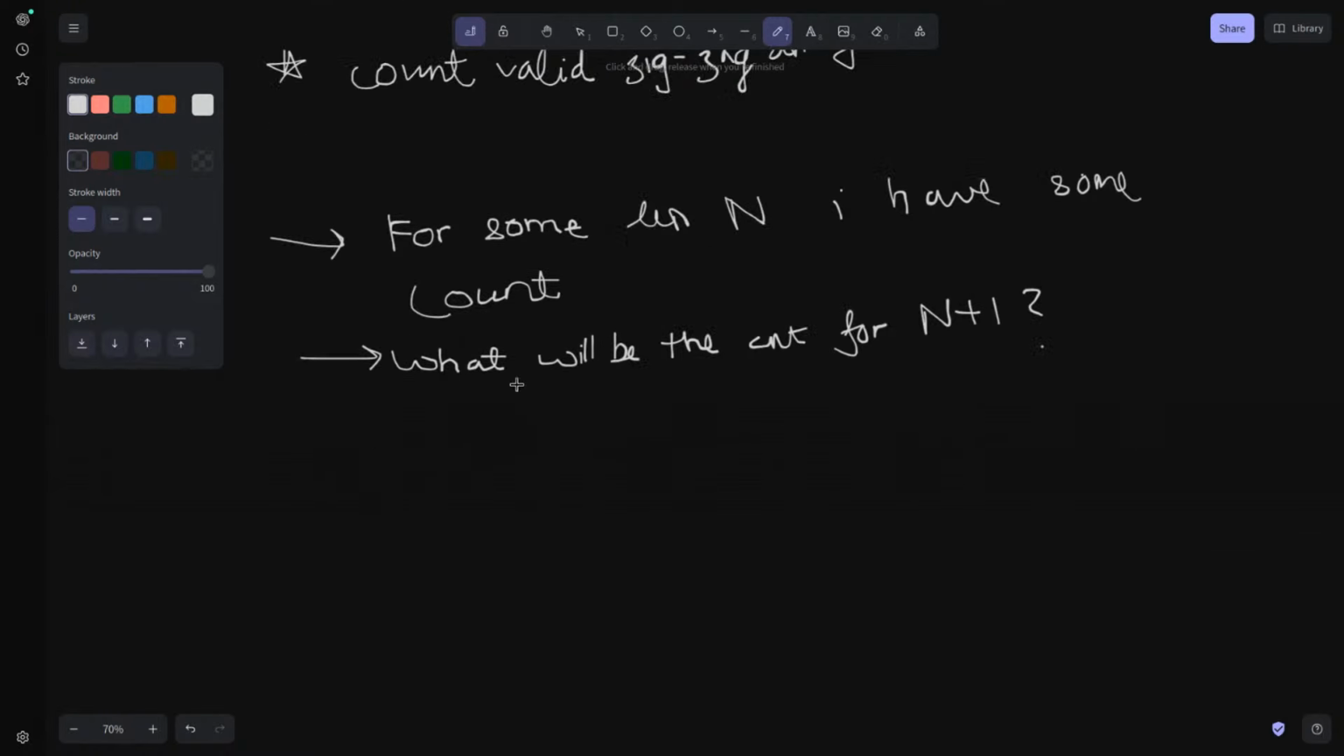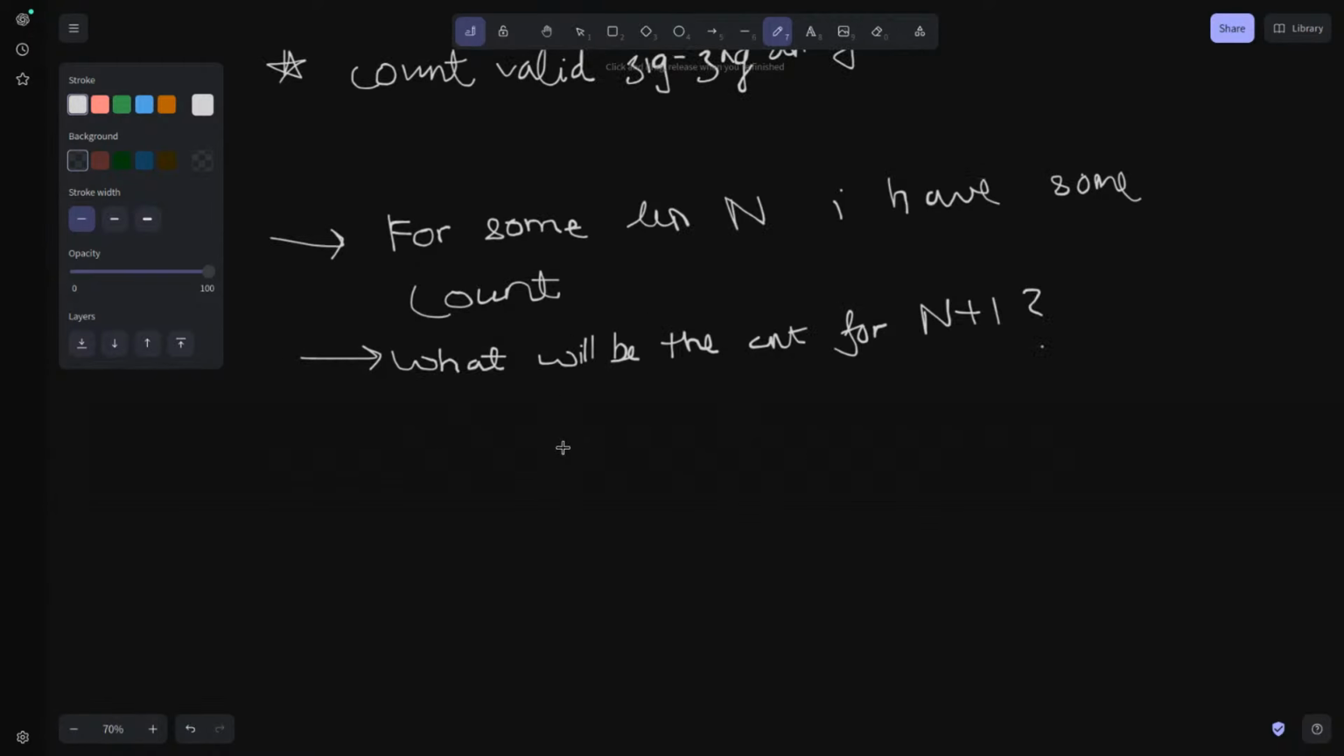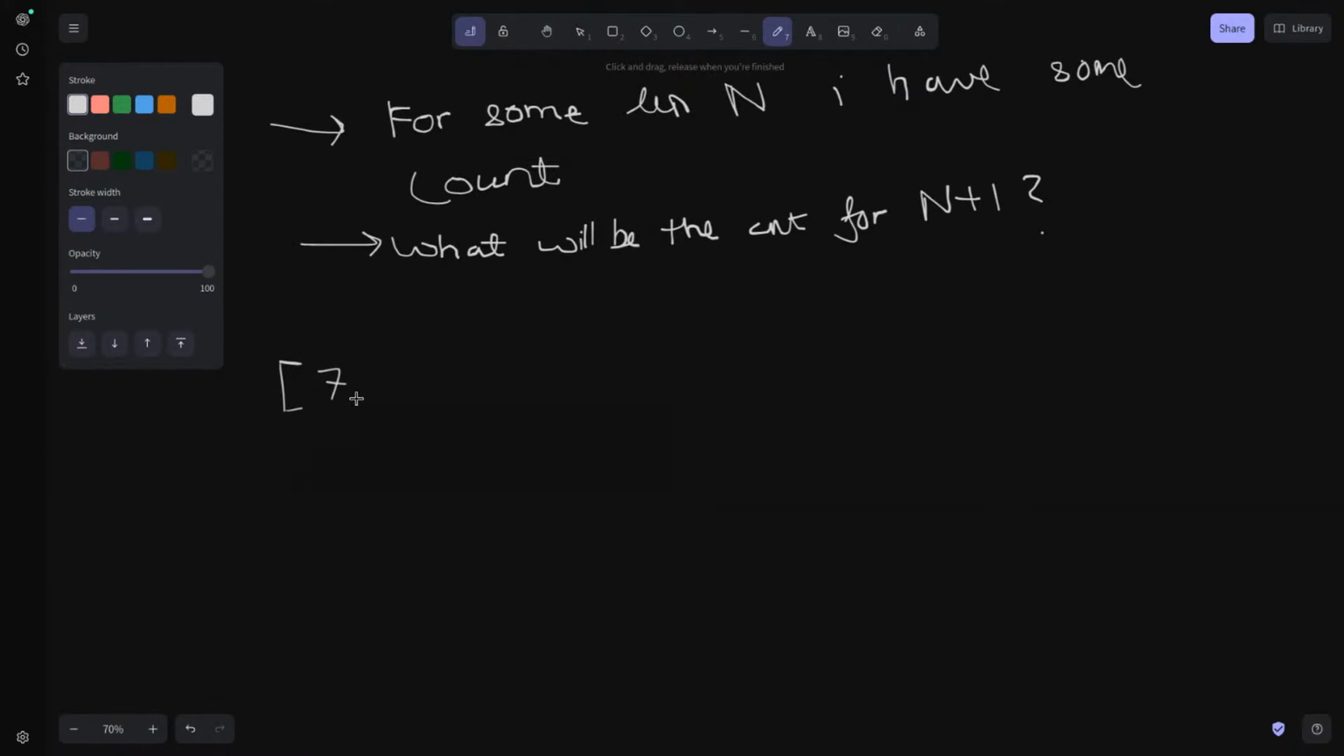What will be the count for length n plus 1? And so what we can see is, only the last character is changing. For example, we already have a zigzag array of some length. So let's say 7, 5, 8, 2, 3, 1. Okay, so we have a zigzag array like this, and it has length 6, and L and R do not really matter right now.